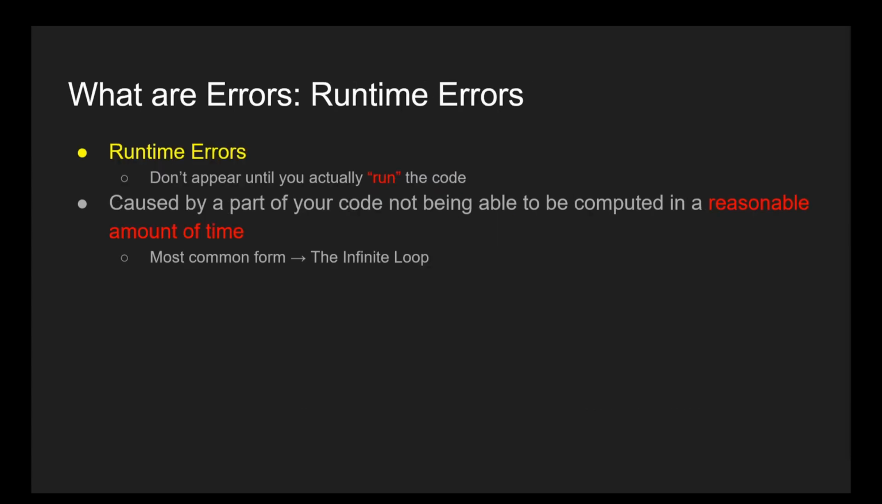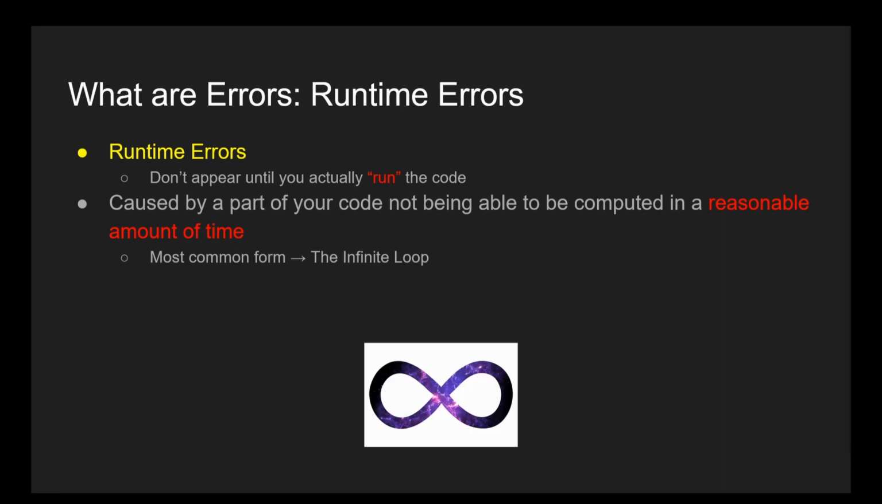The second type of error we will be covering is the runtime error. These errors don't show until you actually run the code, hence the name runtime error. Runtime errors are caused by a statement in your code that seems logically okay, but the computer physically has no way of computing it in a reasonable amount of time. The most common of these errors is one which we have already talked about, the infinite loop. As a refresher or example, think of an infinite loop like this.